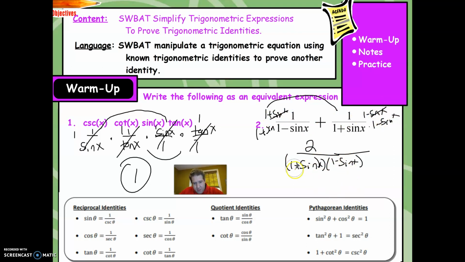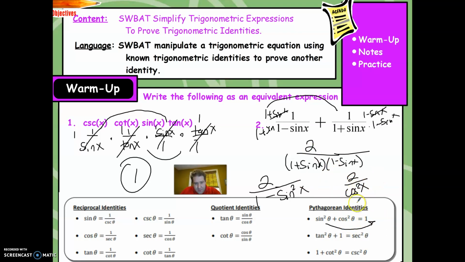And then I look, 1 plus sine of x times 1 minus sine of x is the same thing as 1 minus sine squared x, because they're a difference of squares, if I just multiply them by each other. And now I notice that the bottom, 1 minus sine squared of x, according to the Pythagorean identity, is really equal to cosine squared of x. So it's really 2 over cosine squared of x.